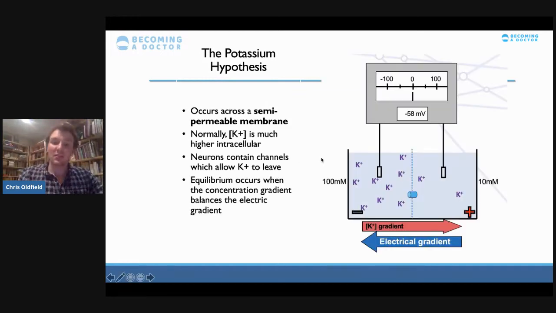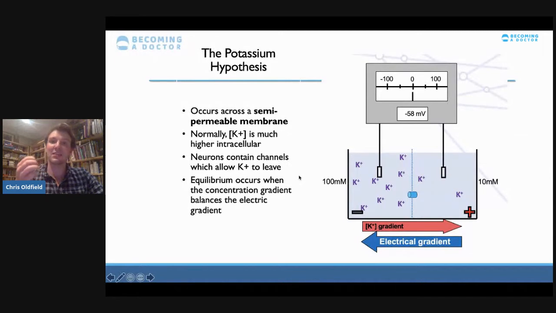So within your cells of the body, you normally have lots of potassium inside your cells and lots of sodium outside your cells, so in your blood. And that happens for all of your cells in your body. If it's your epithelial cells, your hepatocytes in your liver, there's a lot more potassium within them and sodium on the outside.